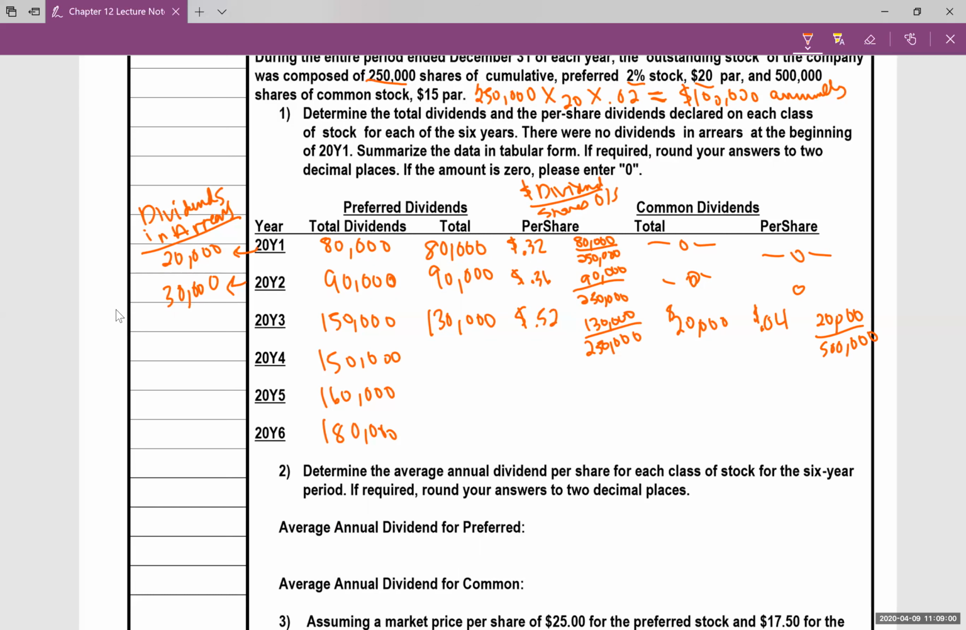Okay, so you guys take it from there. I will tell you in year 4, this will drop back down to 100,000 because there's no dividends in arrears.